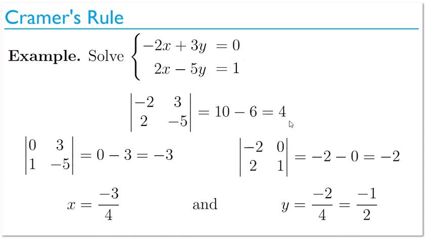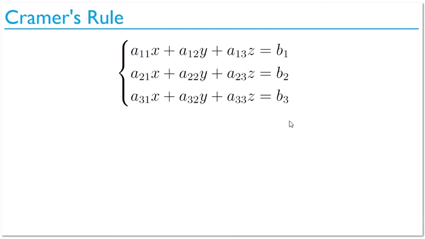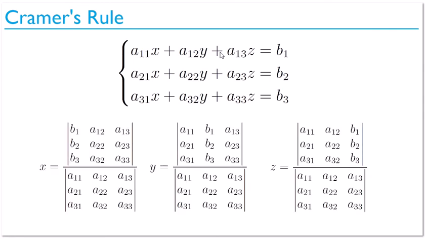This rule of solving linear systems is analogous if we now have several equations or variables. Let's try it with 3 equations. We consider a linear system of 3 equations and 3 variables, x, y, and z. If the determinant of the coefficient matrix is not 0, then the system has a unique solution given by the following.